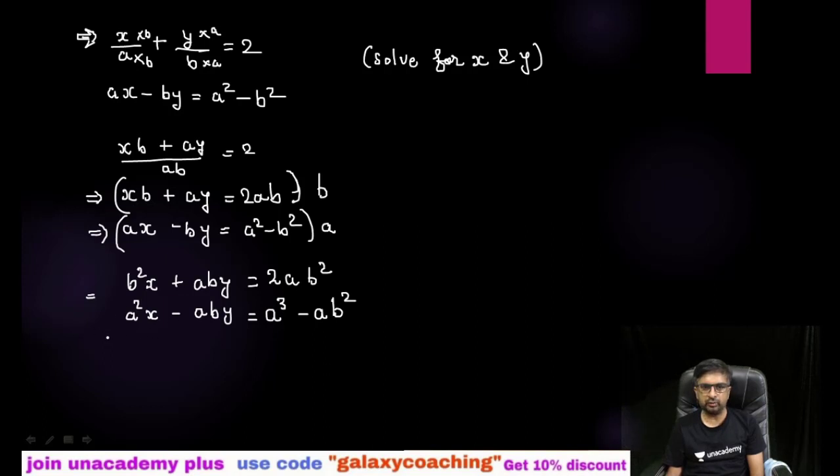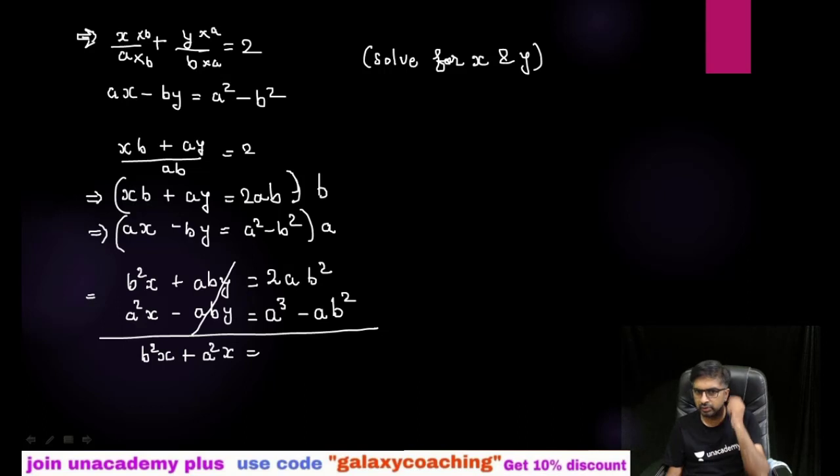So now again you can do addition by elimination. So these both will get cancelled, and here you will get b square x plus a square x. And here if you subtract, a cube will remain the same, but here 2ab square minus 1ab square will give you plus 1ab square.